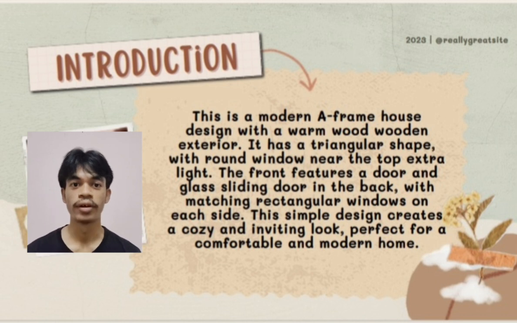This is a modern A-frame house designed with a warm wooden exterior. It has a triangular shape with a round window near the top for extra light. The front features a door and a glass sliding door leading to the back, with matching rectangular windows on each side. This simple design creates a cozy and inviting look, perfect for a comfortable and modern home.